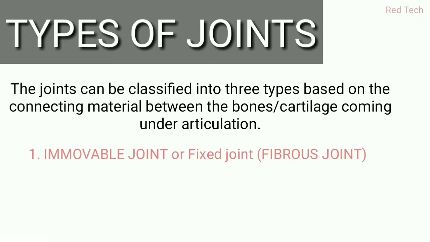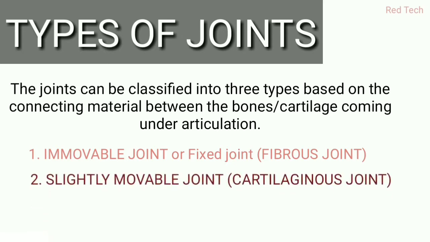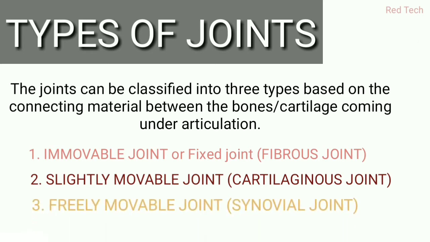So type 1 is the immovable joint, which is also the fixed joint and fibrous joint. The second one is the slightly movable joint, also known as cartilaginous joints. And the third one is the freely movable joint, also called the synovial joint. So these types are based on their connective material, bone or cartilage, and on the basis of movement also these joints are categorized in three types. Now move on one by one.